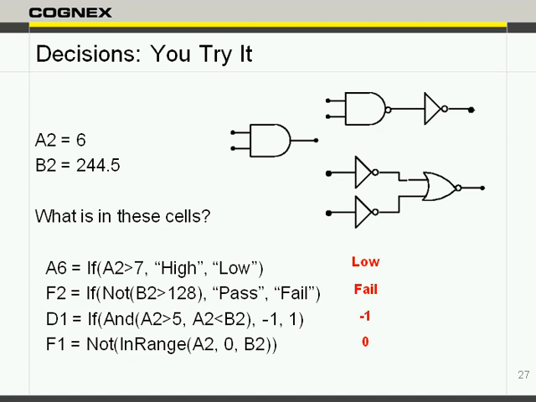The next example, in cell F1, we have an in-range statement within a not statement. So again, we start in the middle with the in-range statement. It says A2, which is our value, A2 is 6, is A2 between 0 and 244? Yes, 6 is definitely between 0 and 244. So that is true. But we're within a not statement, so the result would be false, or 0. So those formulas, when you first look at them, look pretty complicated, but if you break them down the way we just did, you can see that it's really not that complicated. And the good news is the computer does it for you.